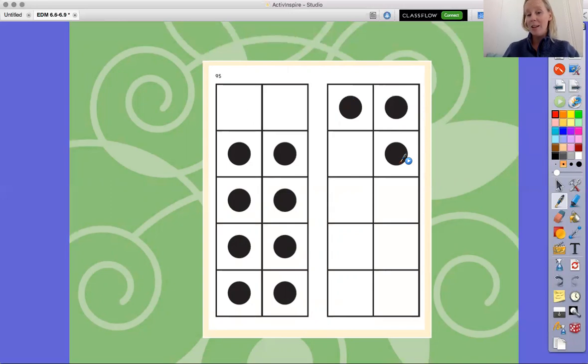Only in this case, it's not 9, right? I have 8 plus 3 equals 11. This is another fact for us. 8 plus 3 equals 11.